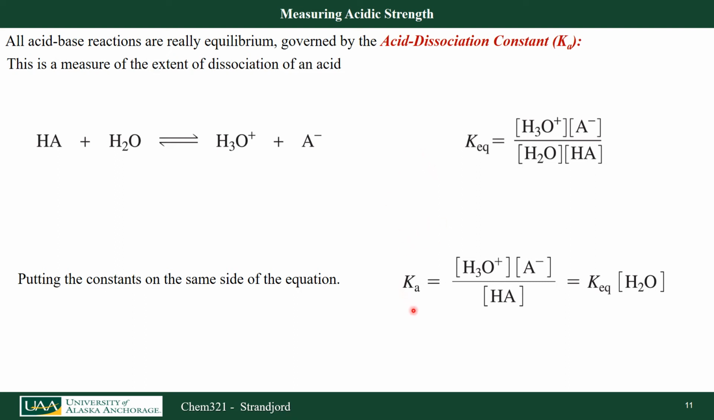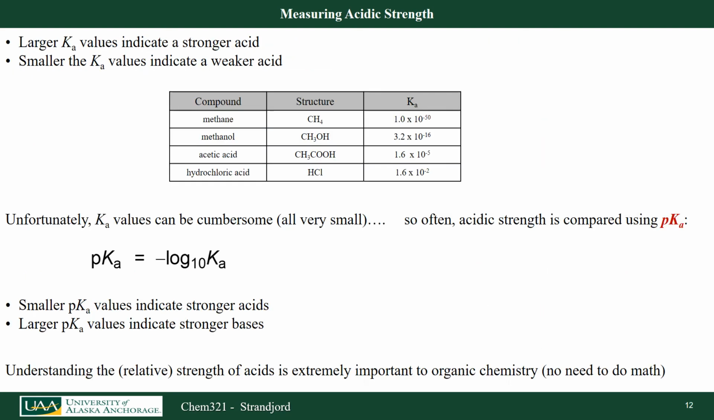If I rearrange that a little bit, I find that my acid dissociation constant, Ka, is equal to the concentration of my hydronium cation times the concentration of my acid anion divided by my original acid concentration. We call that the acid dissociation constant. If we measure the concentration of our products versus reactants, we get a numerical value at equilibrium. If I look at hydrochloric acid, HCl, and measure those concentrations, I come up with a value of 1.6 times 10 to the minus 2 for my Ka, meaning this is a very strong acid, because the larger the Ka, the stronger the acid.